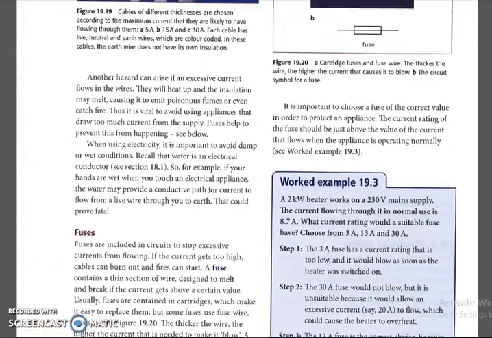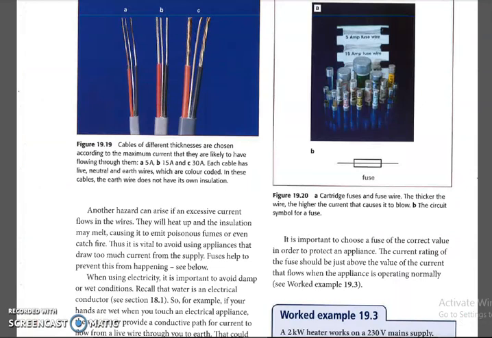So here we can see that this is a fuse symbol for the fuse. It is important to choose a fuse of correct value in order to protect an appliance. The correct rating of the fuse should be just above the value of the current that flows when the appliance is operating normally. Suppose the current flowing through a circuit is 2 or 3 amperes, then our fuse value should be just 5 amperes. Otherwise it will not function properly.